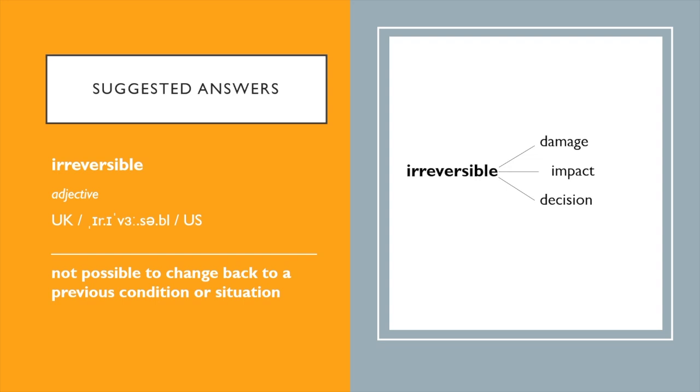Okay, how did you do? On this list, we have the collocations irreversible damage, irreversible impact, or irreversible decision. Did you have any of those? They are not the only examples of collocations with irreversible, however, they are pretty common ones.